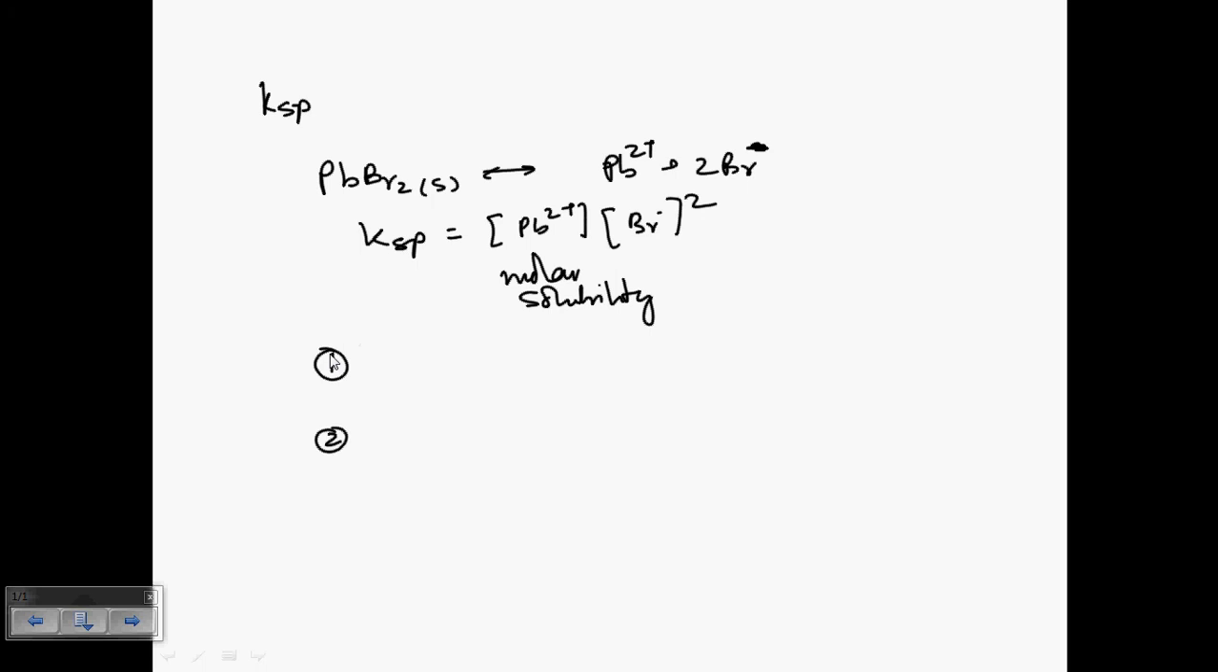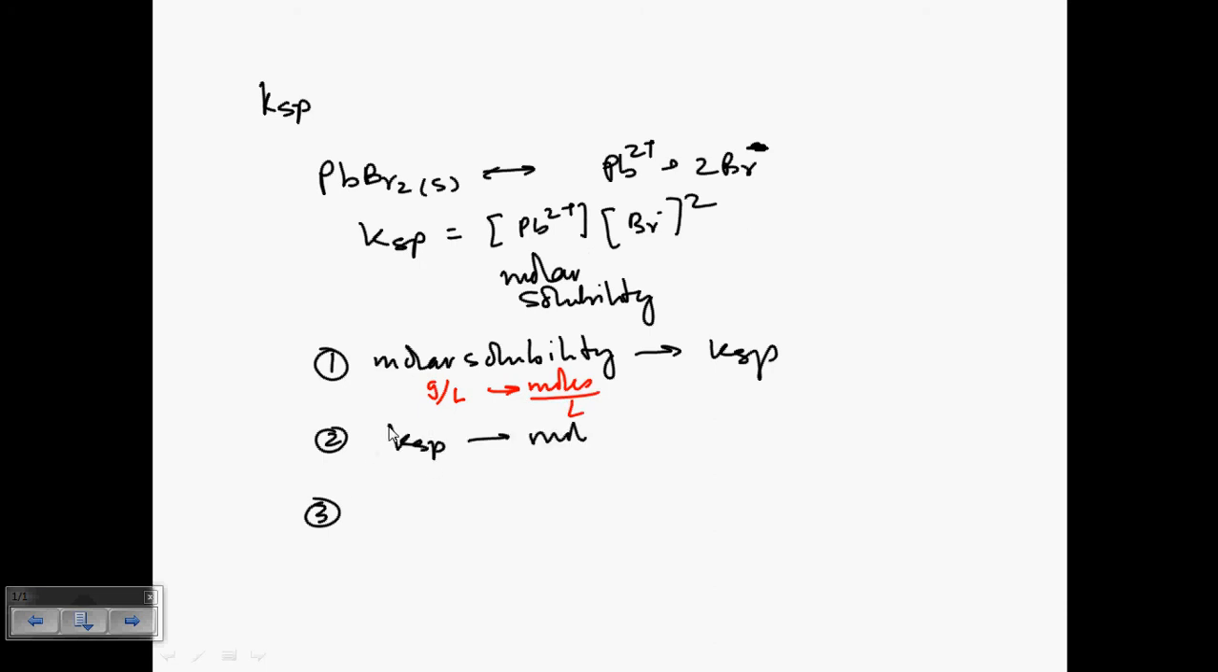On KSP, you get 3 types of problems. Given molar solubility, calculate KSP. The only thing you've got to keep in mind is, if it is given in grams per liter, you've got to change it to moles per liter. It's molar solubility. The second type of problem is, given KSP, you figure out molar solubility, and that's a reverse process. You can do that.